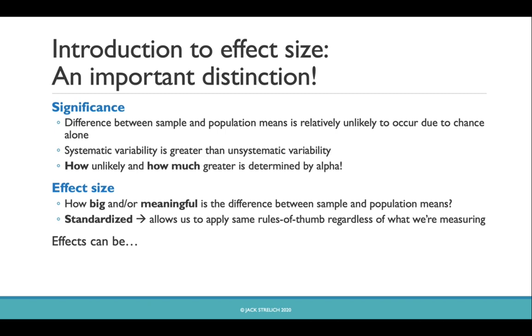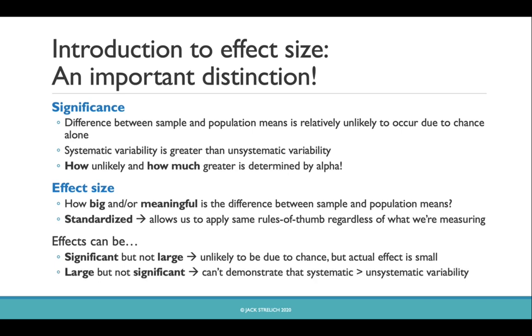Importantly, significance and effect size don't always go hand in hand. Effects can be significant, but not large. This means that our findings are unlikely to be due to chance, but the actual effect is small in real-world terms. It is also possible for an effect to be large, but not significant. In other words, even though the effect we observe is large, we can't demonstrate that there is significantly more systematic than unsystematic variability.